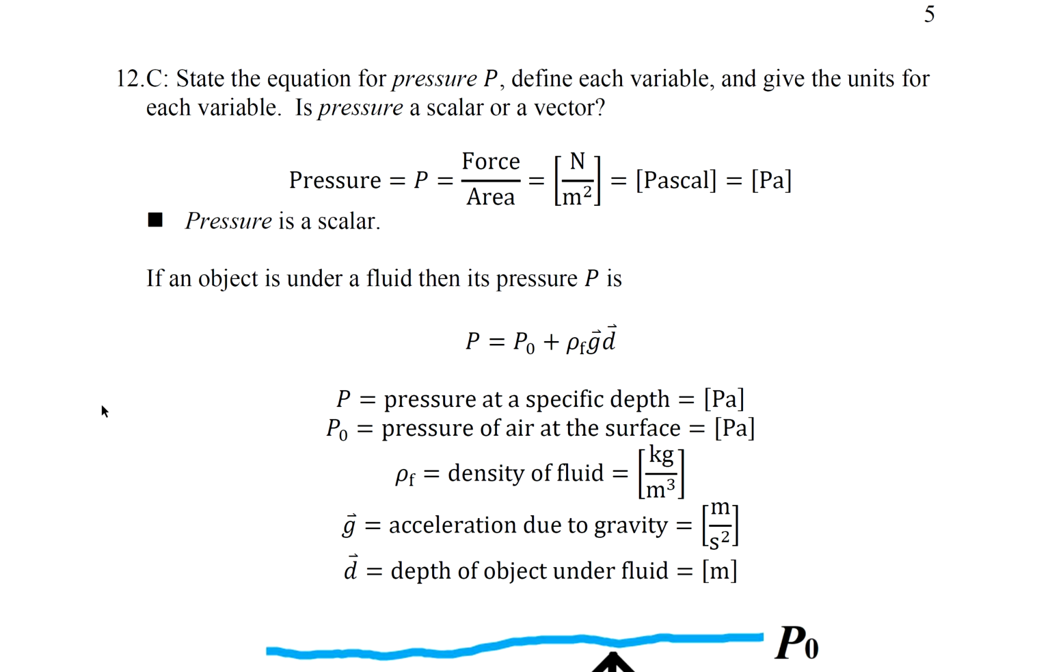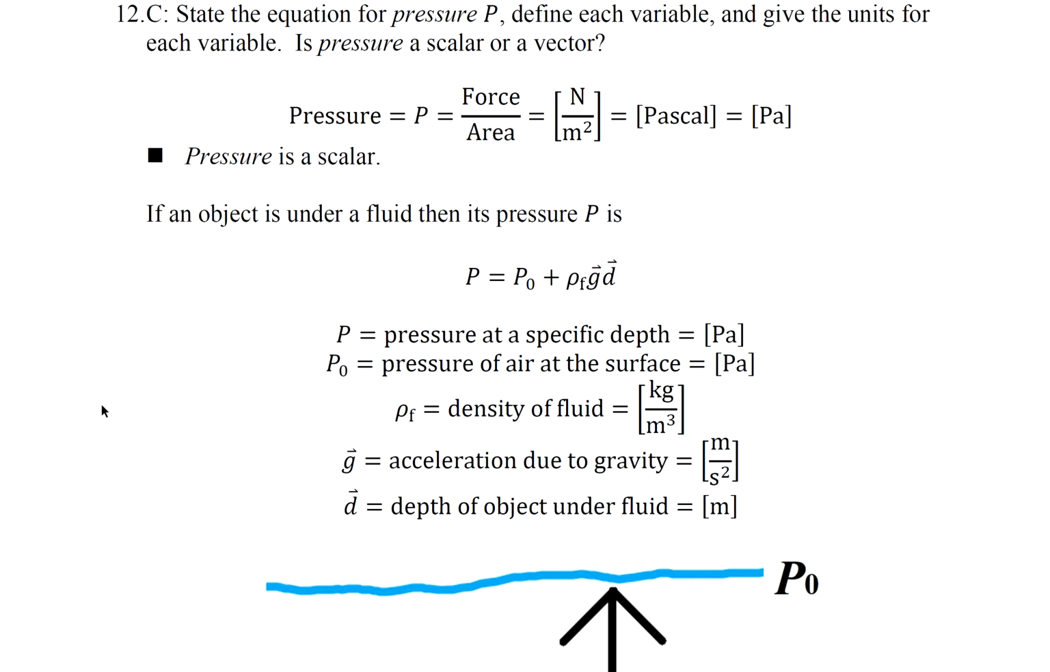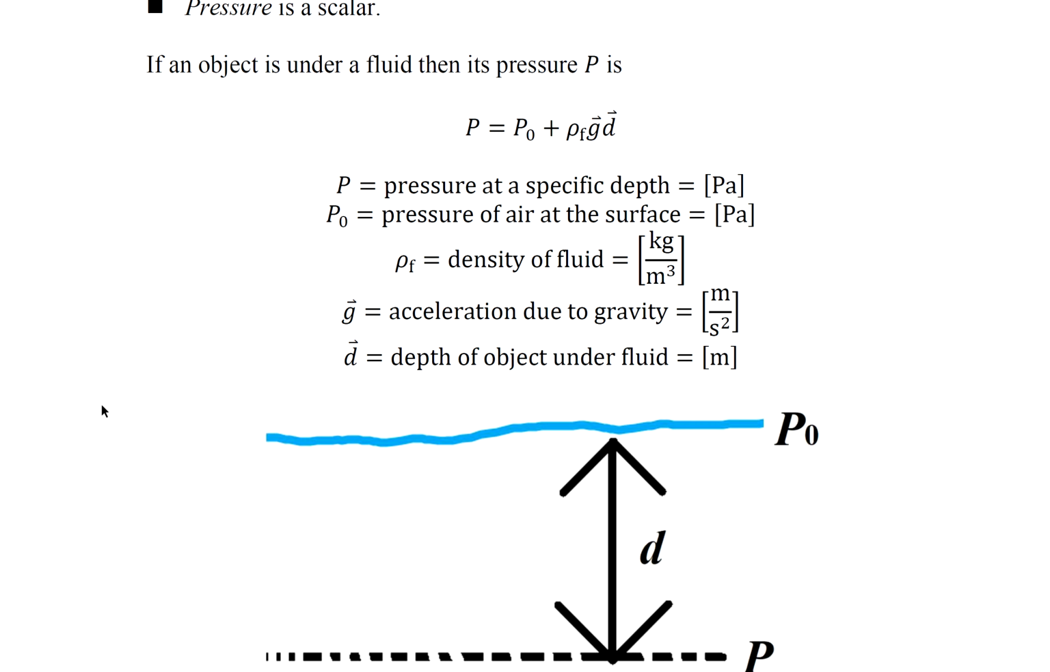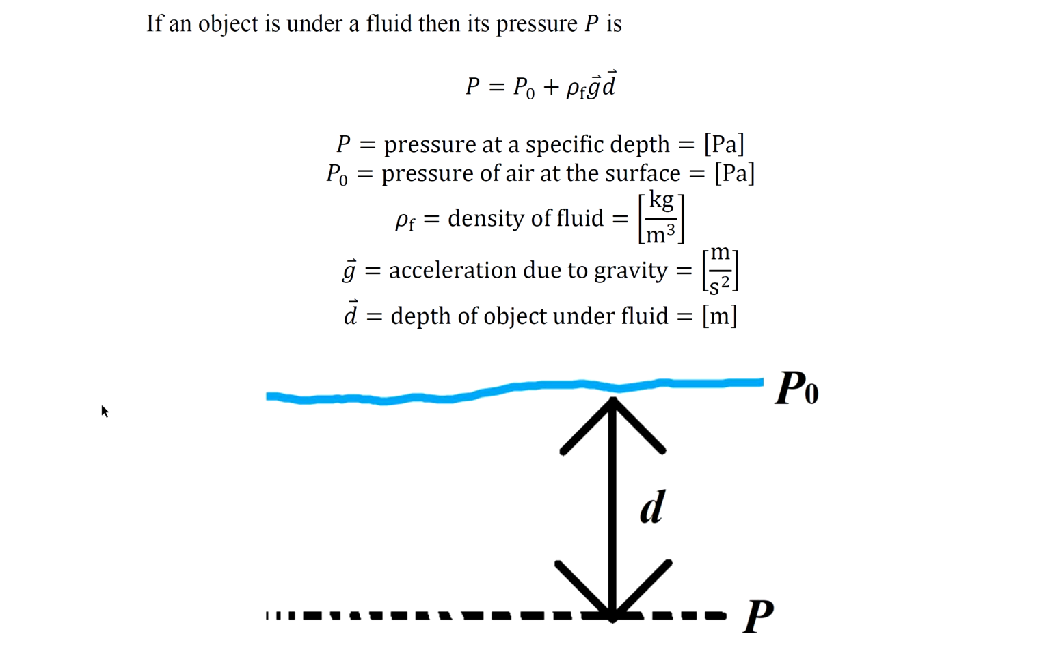Question 12. State the equation for pressure P. So pressure P is force per unit area, has units of newtons over meter squared, which is equal to a Pascal. Pressure is a scalar. So if an object is under a fluid, then its pressure P is P equals P sub 0 plus rho g d. So take a look at this image.